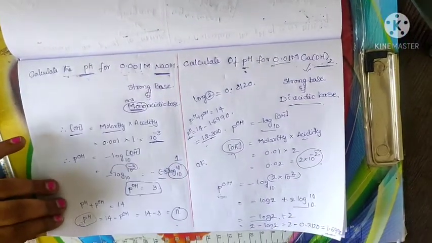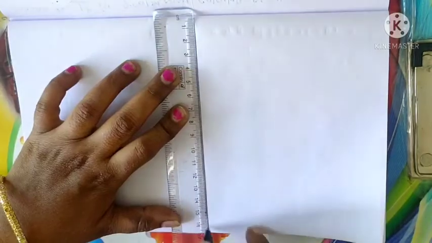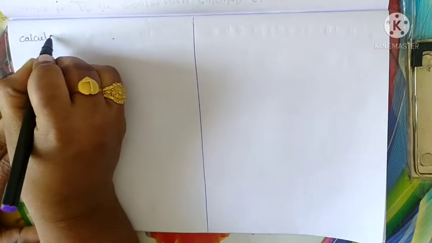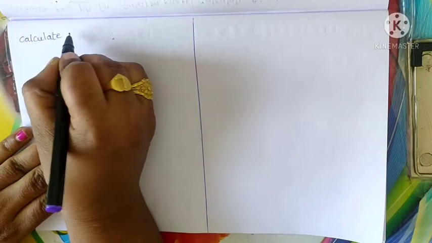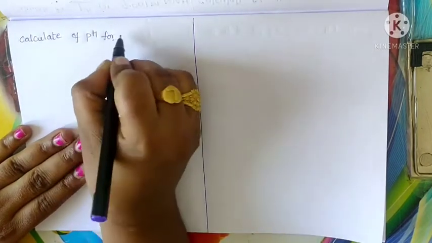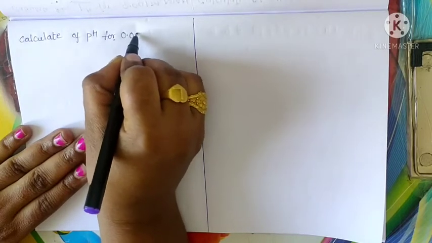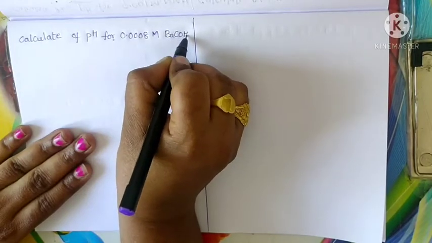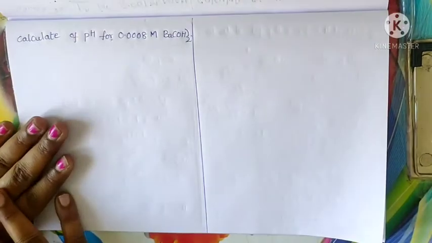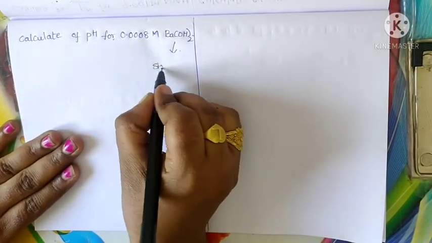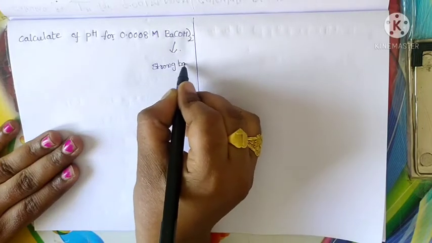Okay, now the next problem is like this. Calculate the pH for 0.0008 molar Ba(OH)2. In this problem, what is the chemical given? Barium hydroxide is given. Barium hydroxide is a strong base, already we know, and it is a diacidic base. So the acidity is 2.